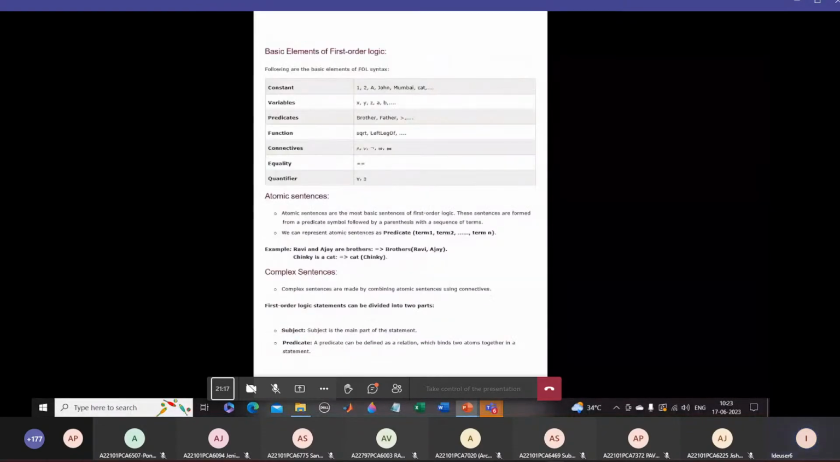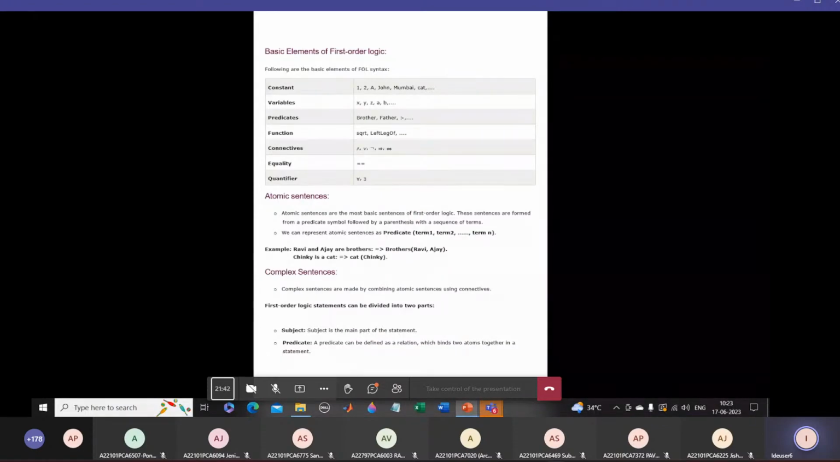So these are some of the basic elements of first order logic. When you say constant, it could be numeric or characters. Then we have the variables. Then we have the predicates, like brother, father, sister. Then we have the functions, then the connectives, and then the equality. Then we have the quantifier. And what are the atomic statements here?